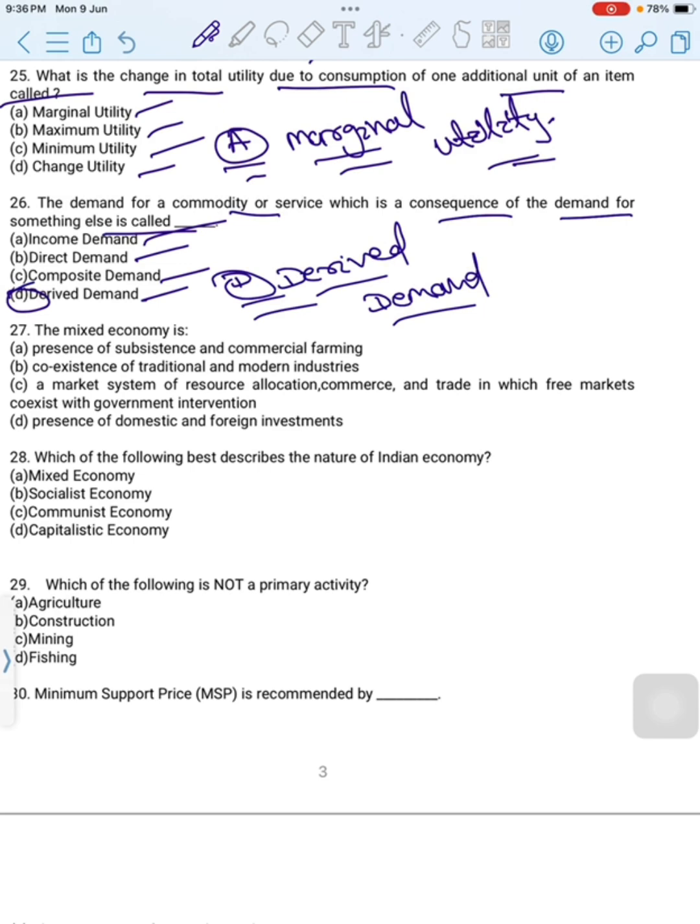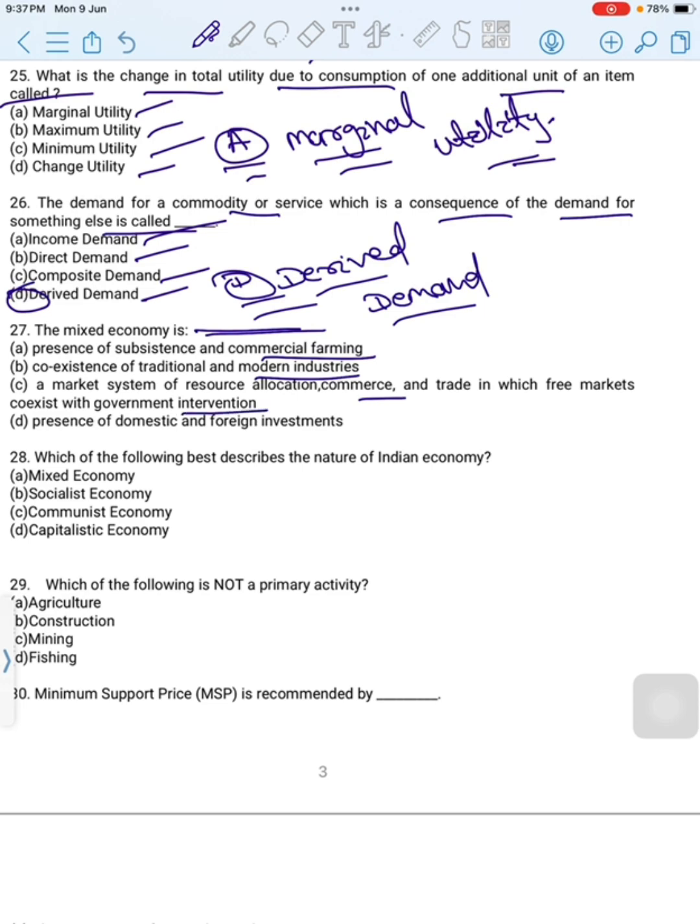Move to the next question. The mixed economy is dash. First option is presence of subsistence and commercial farming. Second option is coexistence of traditional and modern industries. Third option is a market system of resource allocation, commerce and trade in which free market coexists with government intervention.